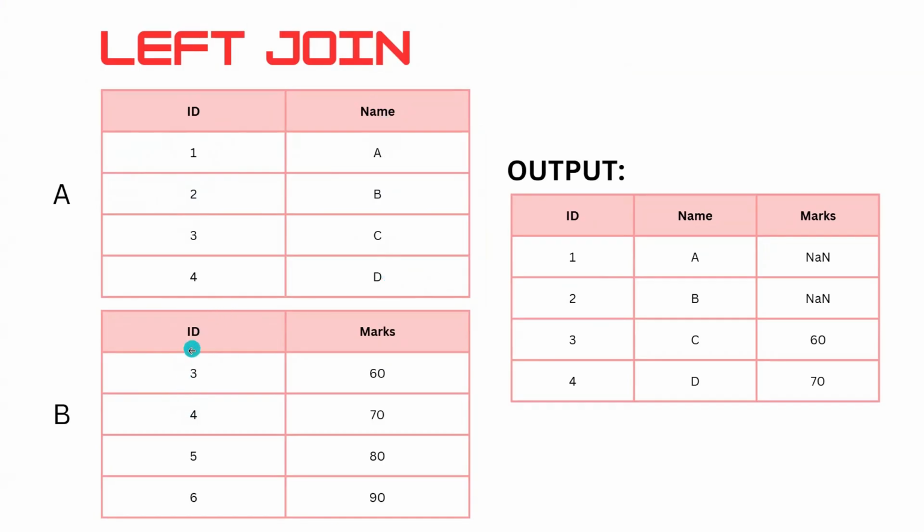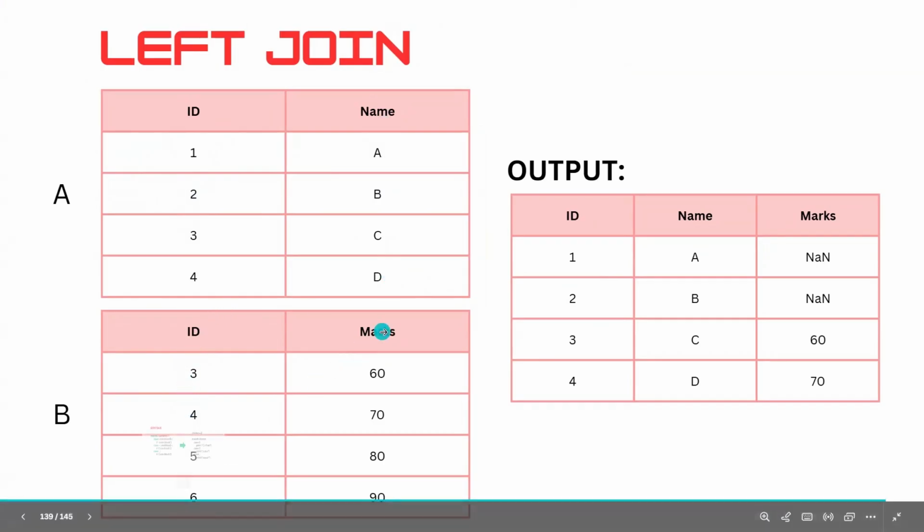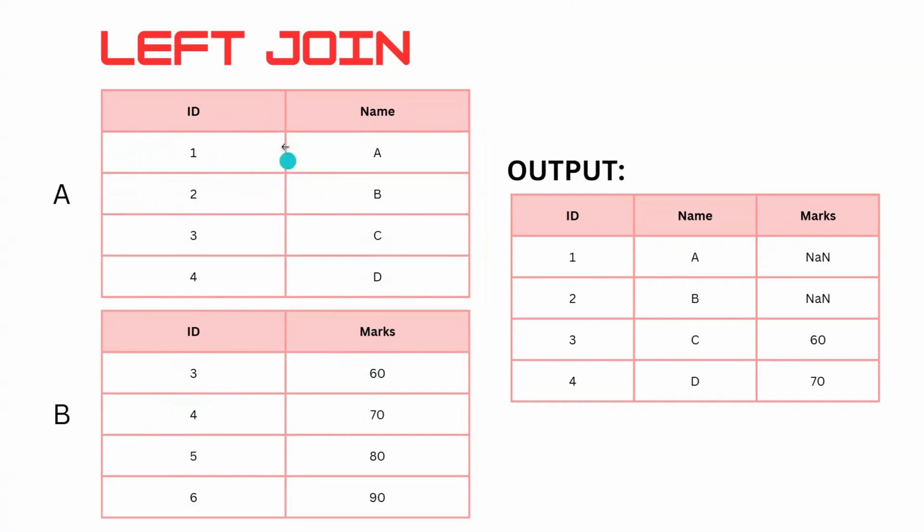Now, similarly, we have ID 3, 4, 5, 6, and we have marks. Now, if I left join this table, which means I'm going to take this 100%, because A is in left. So I took 1, 2, 3, 4 and A, B, C, D.